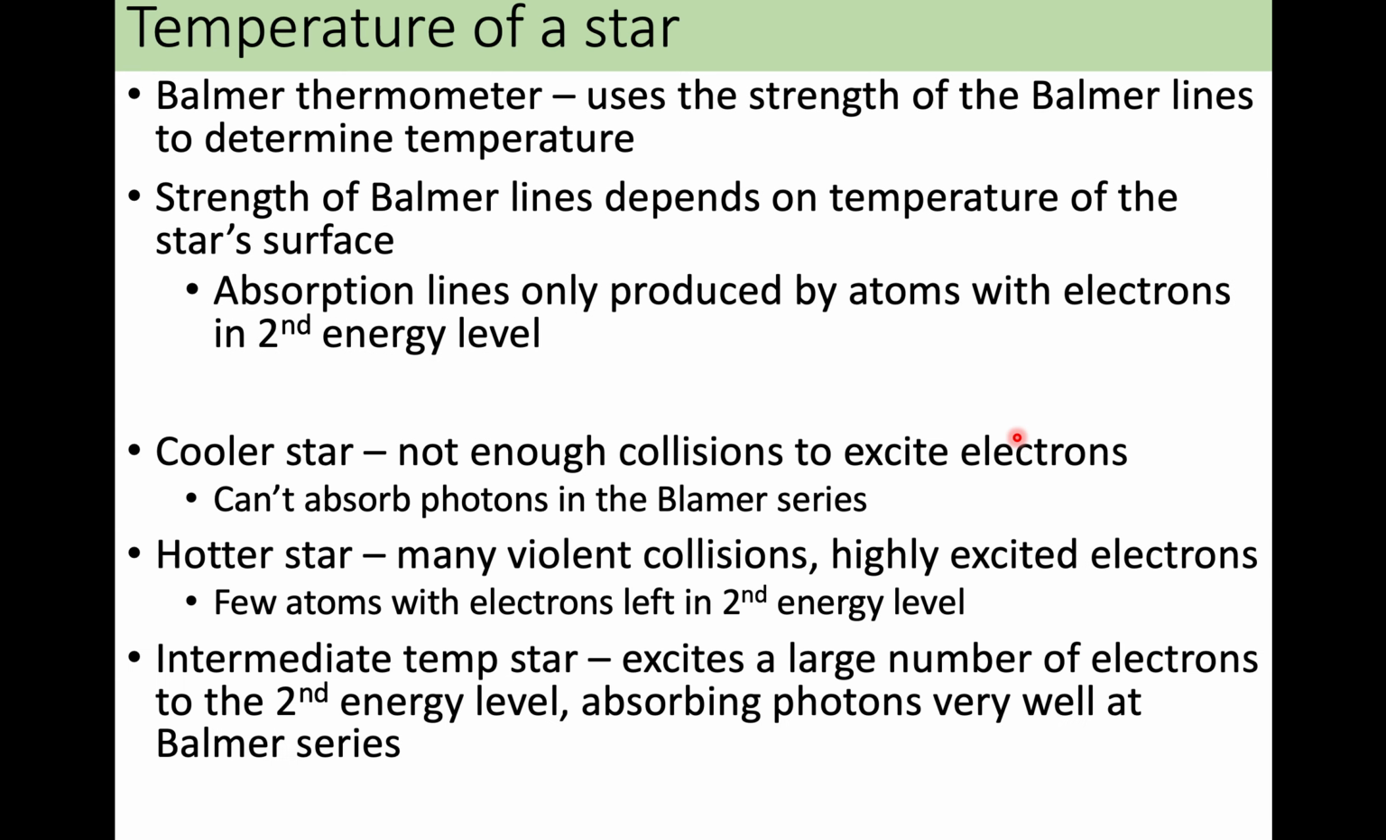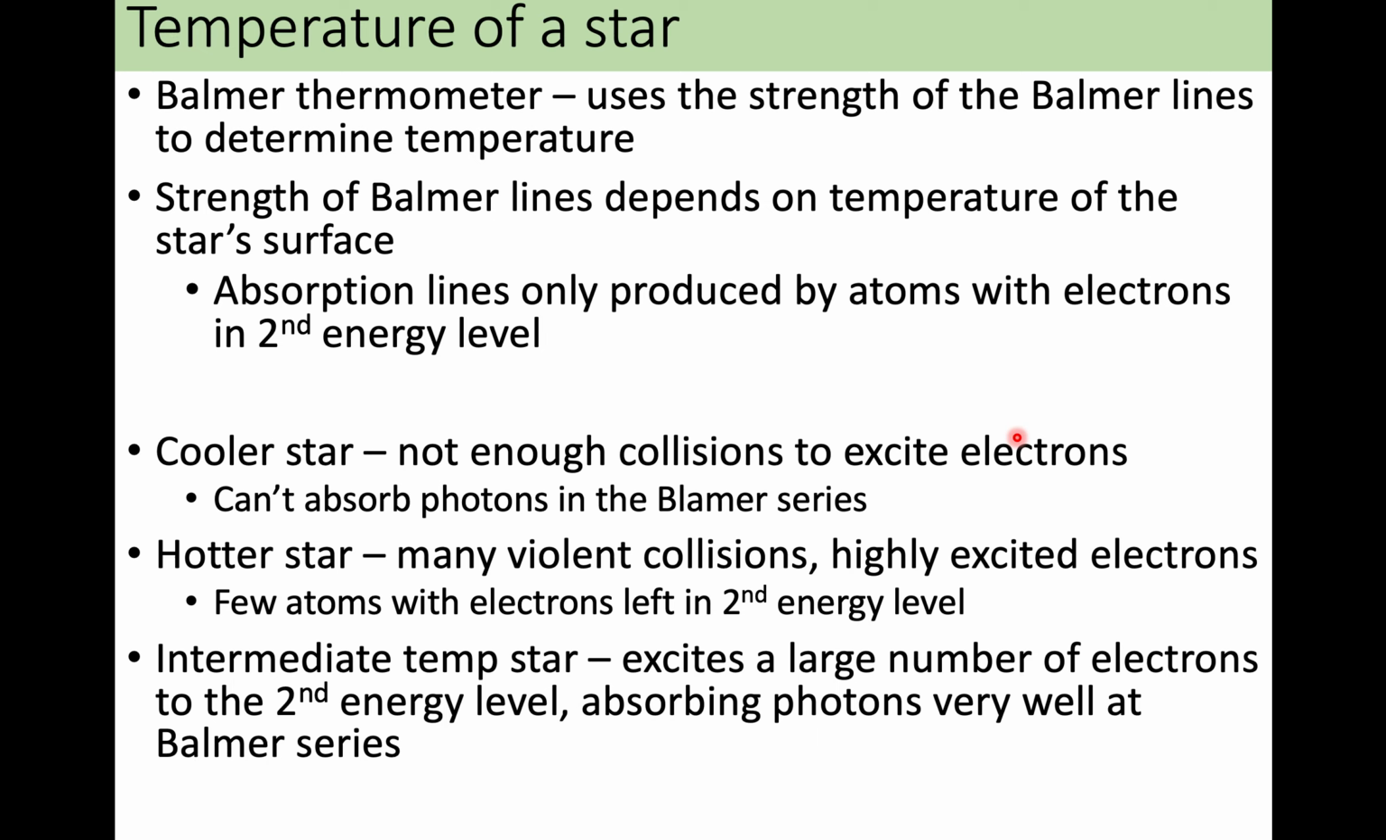Take a cooler star. I shouldn't say very cold, I should say cooler, because all stars are hot. In a relatively cool star, there aren't going to be enough collisions to excite the electrons into that 2nd energy level. So they're not going to be absorbing photons in the Balmer series, and with a cool star, we're not going to see the Balmer absorption lines.